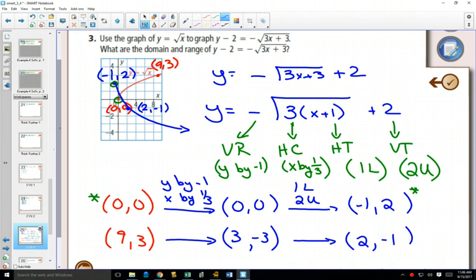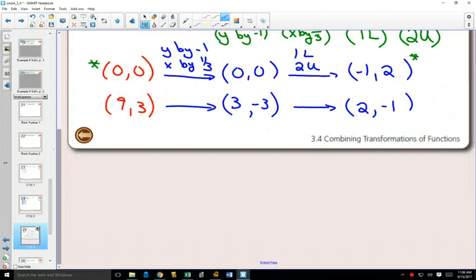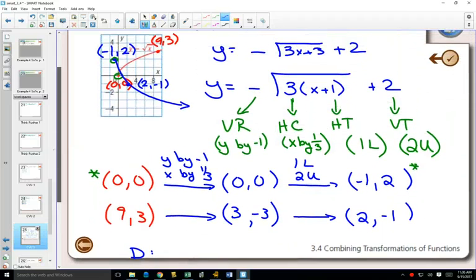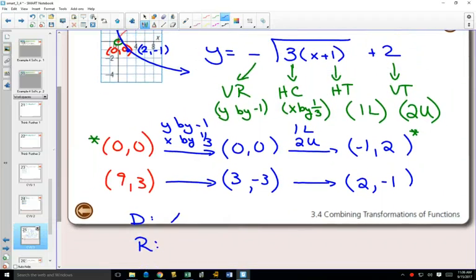What is the domain and range of our blue graph? Well, the domain, the smallest value is negative 1, so we can write that our x values are bigger than or equal to negative 1. Our range, there is no smallest value because it goes down forever, but there is the biggest value at 2, so we can say that our y values are less than or equal to 2.